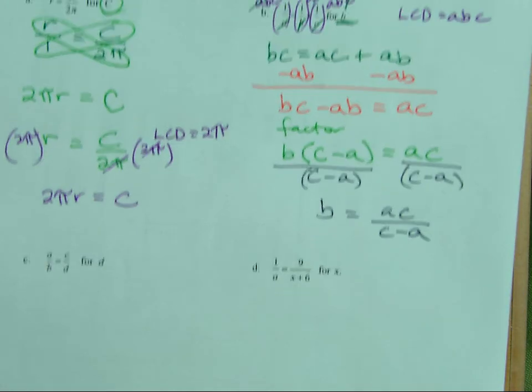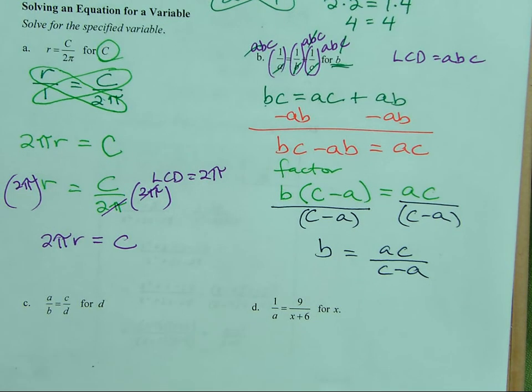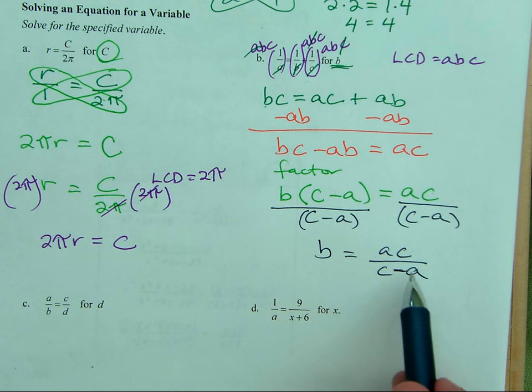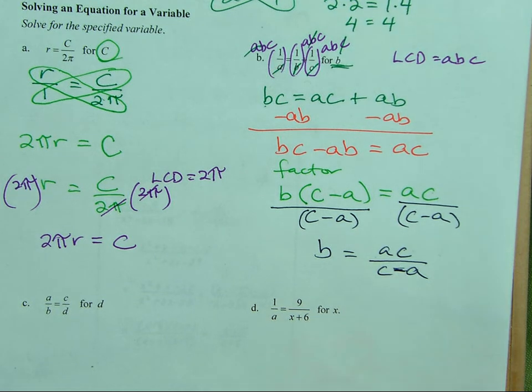Can any of that reduce? You just can't cancel these A's and these C's? And how come? Yes, exactly. One is multiplication, the other is subtraction. You can't reduce over subtraction, okay? So that's that. That's done.